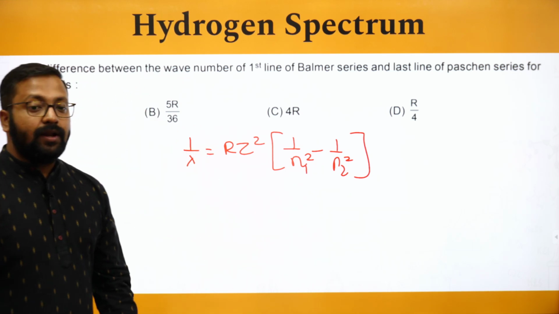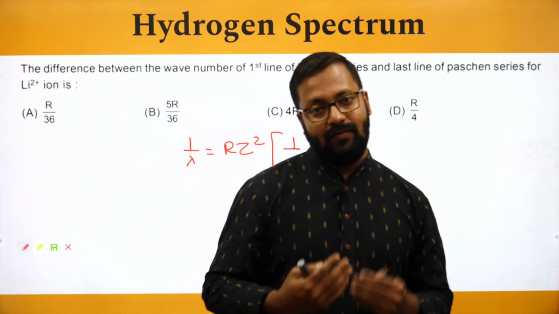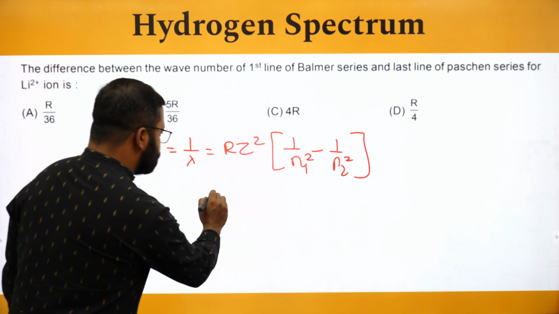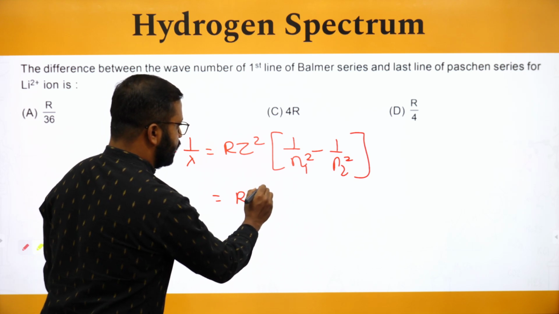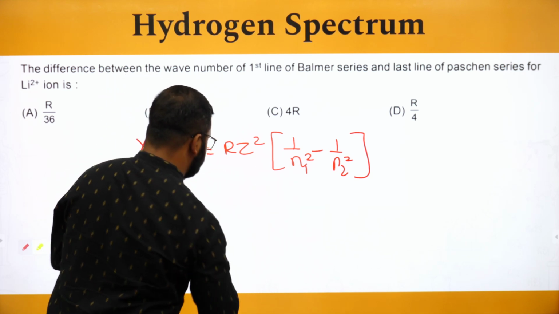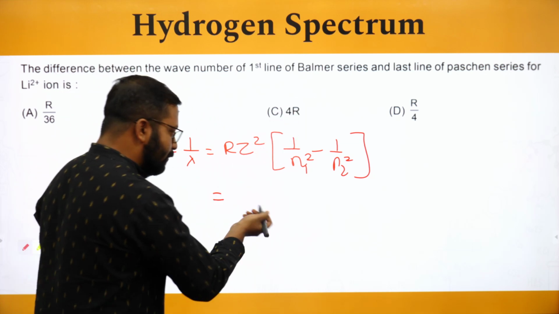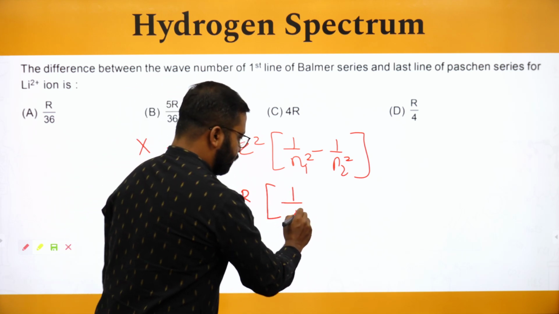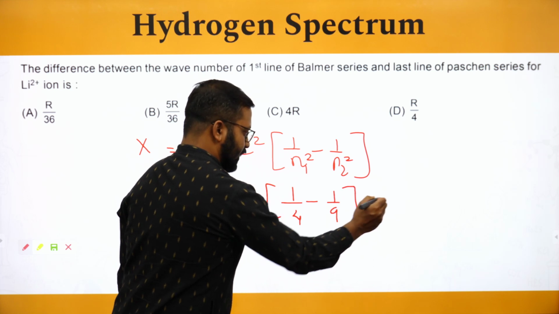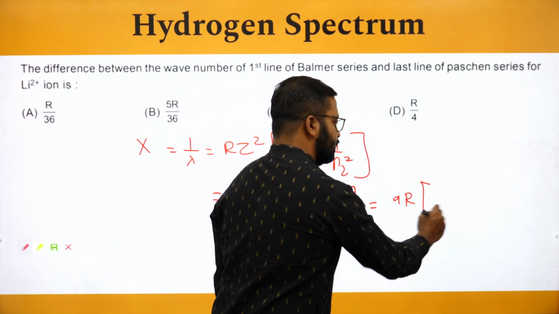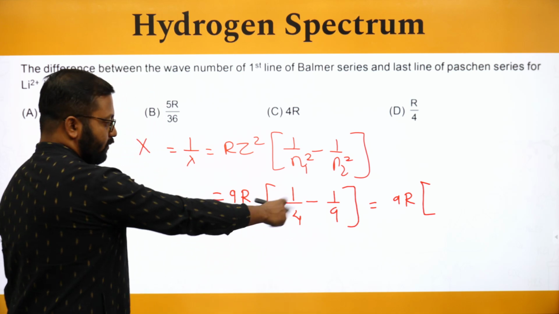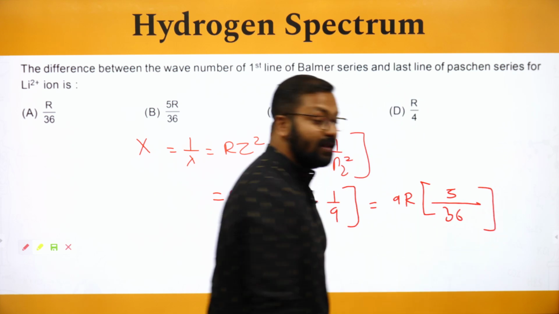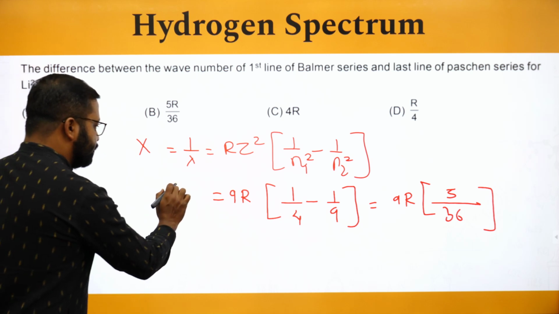So the difference between wave numbers. What is wave number? Wave number is 1 by lambda. So let's say this value is x and we write it as R Z squared. For hydrogen-like lithium, it is 9 times R into 1 by 4 minus 1 by 9, which will be equal to 9R into 5 by 36. Now that is for the first line.